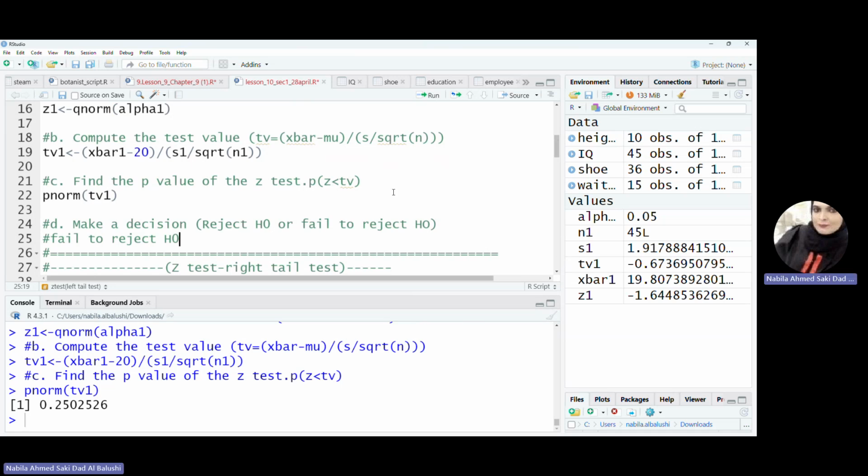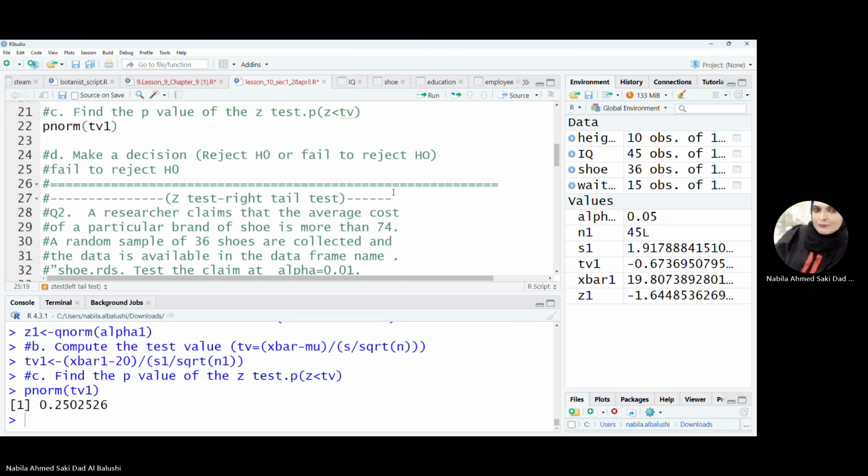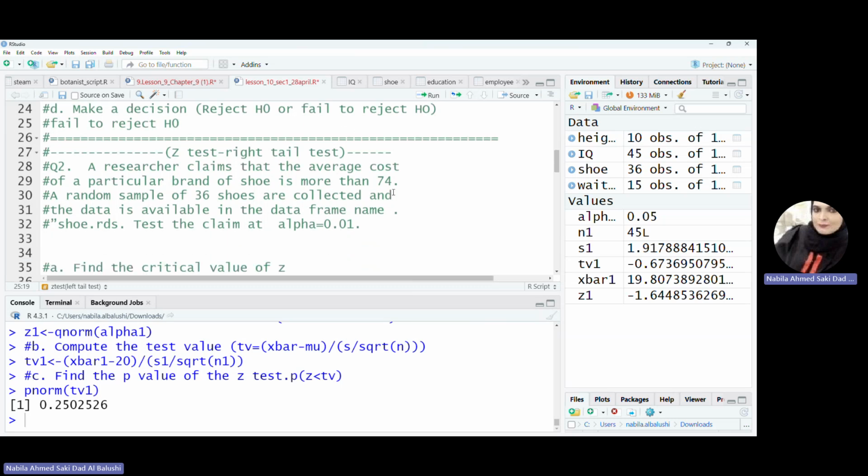Okay, now let's see the next question. A researcher claimed that the average cost of a particular brand of shoe is more than 74. This time we are going to use a right tail test. A random sample of 36 shoes. The data file is saved here. The n is 36. Again, we use normal distribution. The data is available in the file named shoes. Okay, test the claim at alpha 0.01.